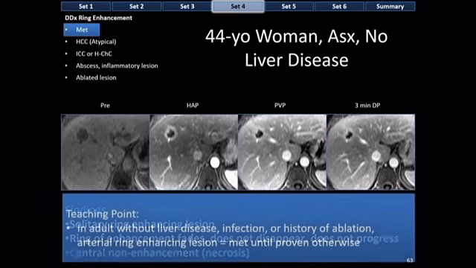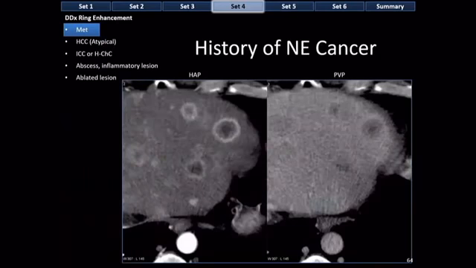Okay, so what's the teaching point? The teaching point is that in an adult without liver disease, infection or ablation, an arterial ring-enhancing lesion is a metastasis until proven otherwise. So why do metastases have this ring enhancement? Well, this is a nice case. Look at the arterial phase on the left, and you see all these little enhancing areas. All of these are metastases. Notice that the small ones are diffusely enhancing and homogeneous.